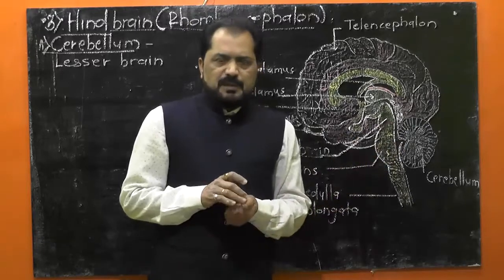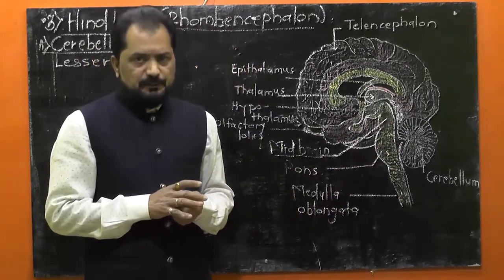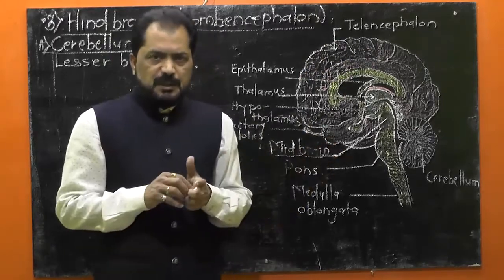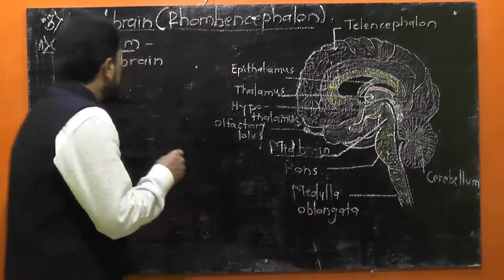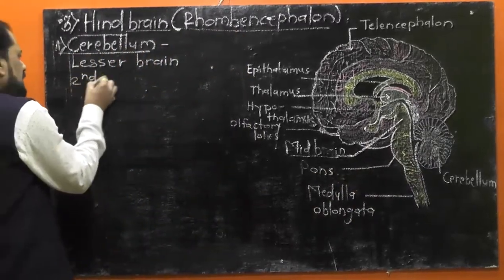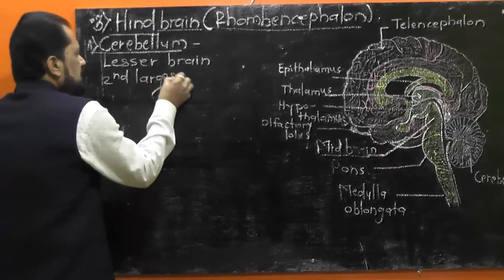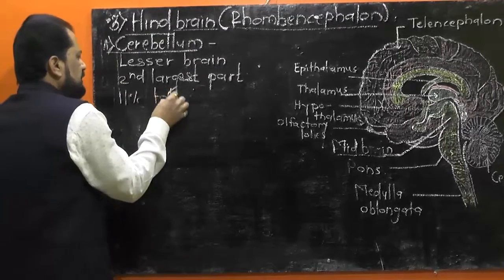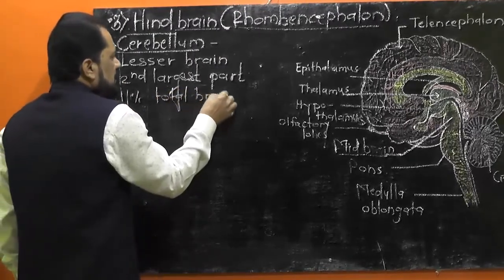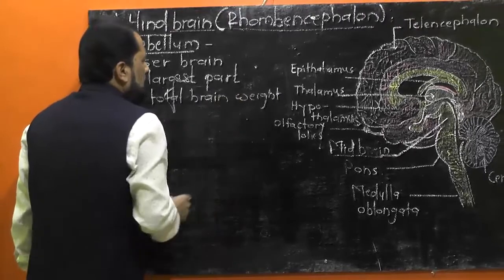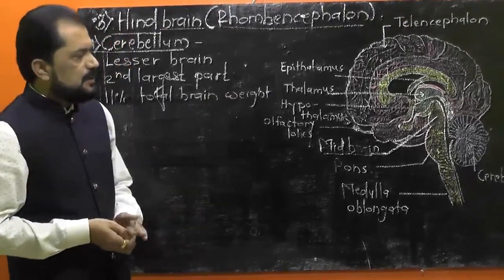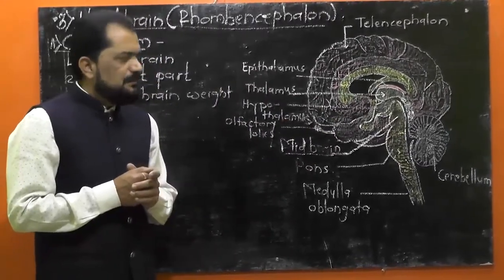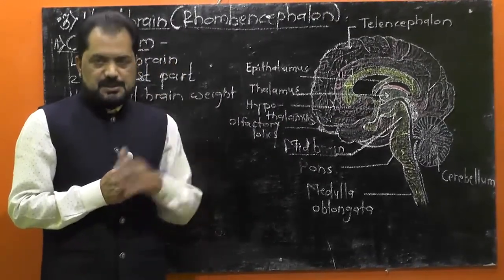This cerebellum is the second largest part of the brain. We know that cerebrum is the first largest part of the brain while cerebellum is the second largest part of the brain and it constitutes 11% of total brain weight. सर्वसाधारण ब्रेनच्या एकूण वजनापैकी 11 ते 12% वजन हे सेरेबेलमच्या स्वरूपात असतं. Now this cerebellum is further divided into 3 parts.